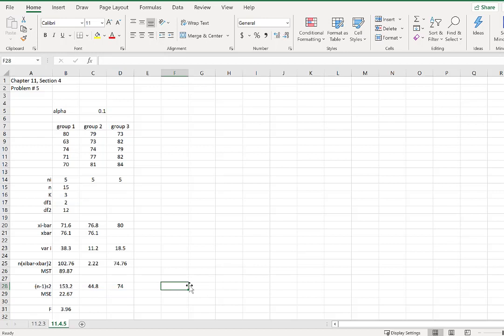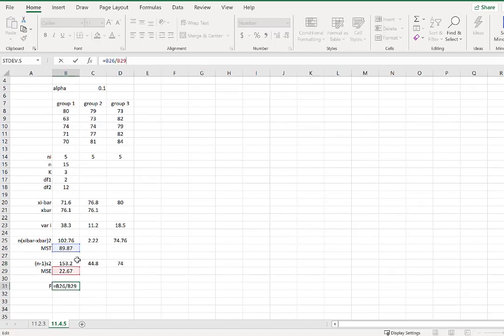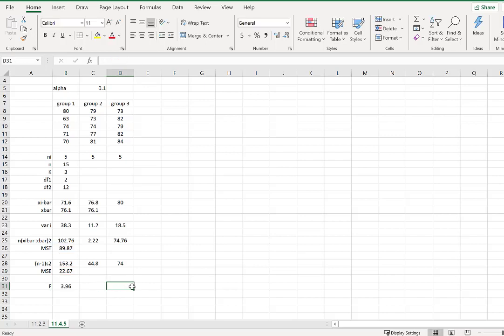All right, I've got my MST and my MSE, and if we look back, we saw that F is the MST divided by MSE. So here it's blue divided by red, MST divided by MSE. My F statistic calculated out, which was step 3 in the process here, is 3.96.